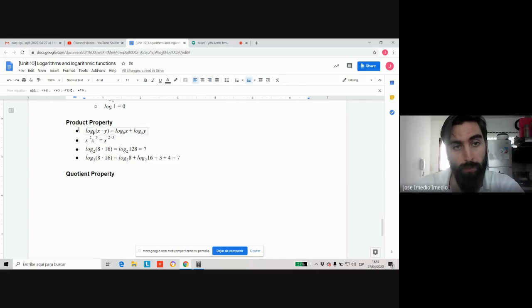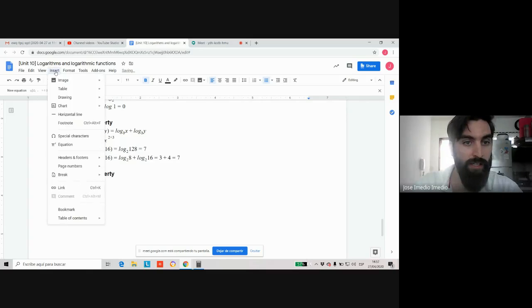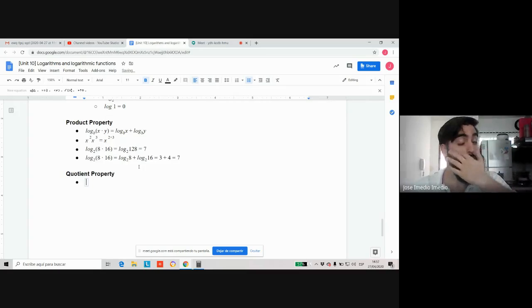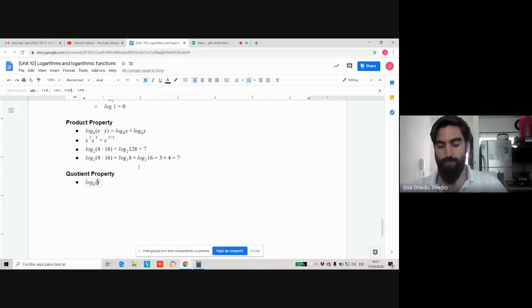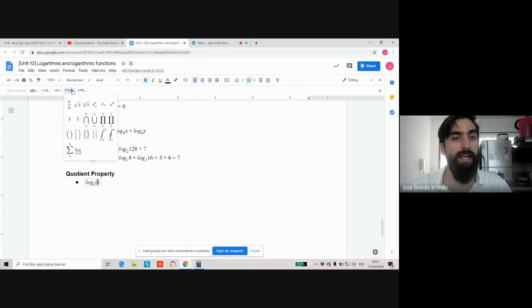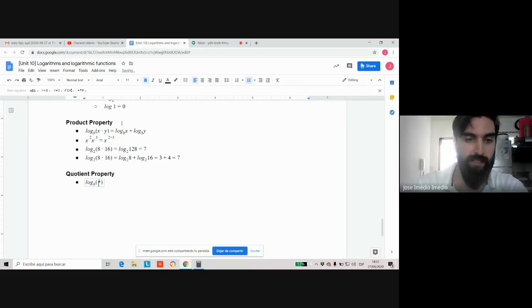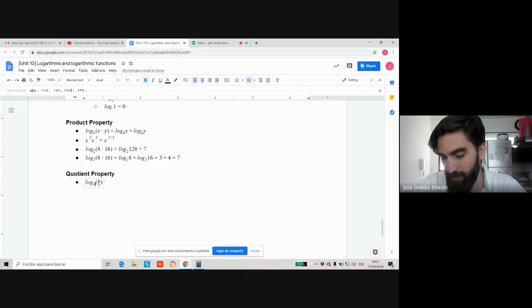Okay, the quotient property states that, let me insert this, the logarithm base b of a quotient, which is going to be x over y. This parenthesis is not necessary. You will see that in your book, that it's not necessary, but I like writing it.